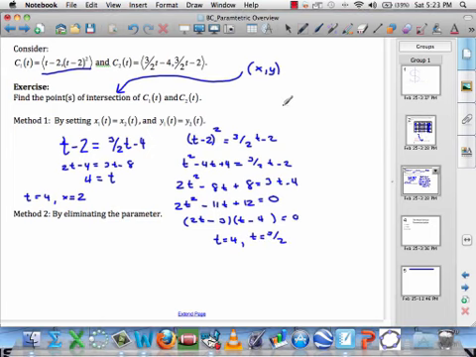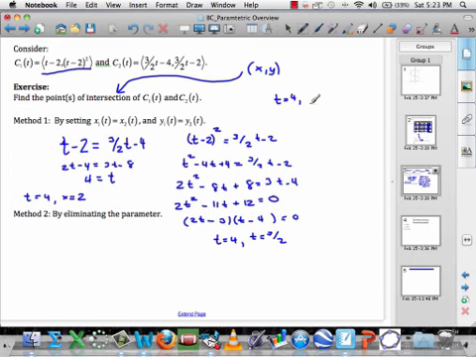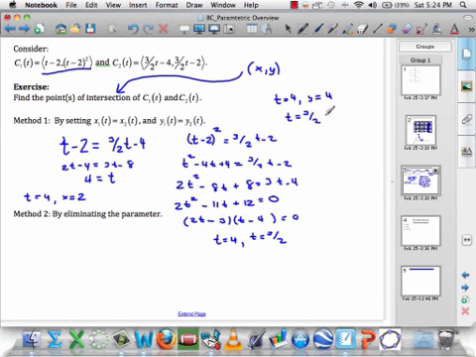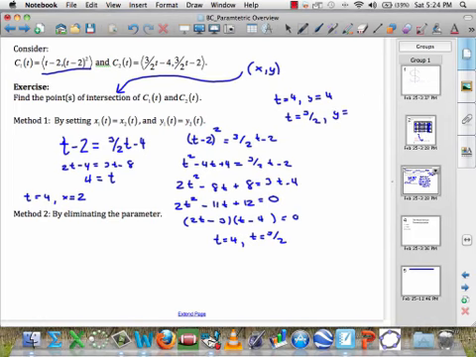And when t is 4, which popped up on the x equation over there, what's the y value? Well, when t is 4, the y value is going to be 4. And when t is 3 halves, the y value is going to be, let's see here, 9 fourths minus 2. So that's 9 fourths minus 8 fourths, I think. So y equals 1 fourth.